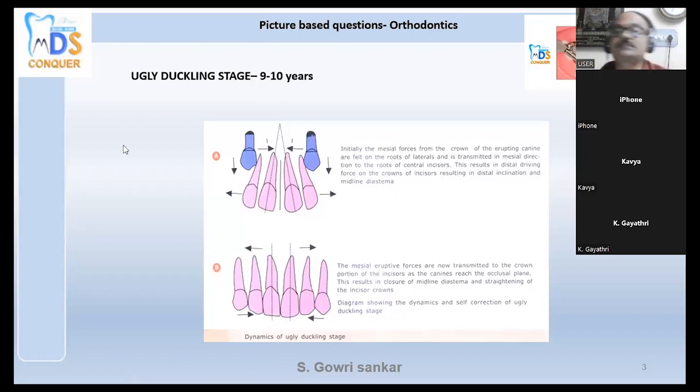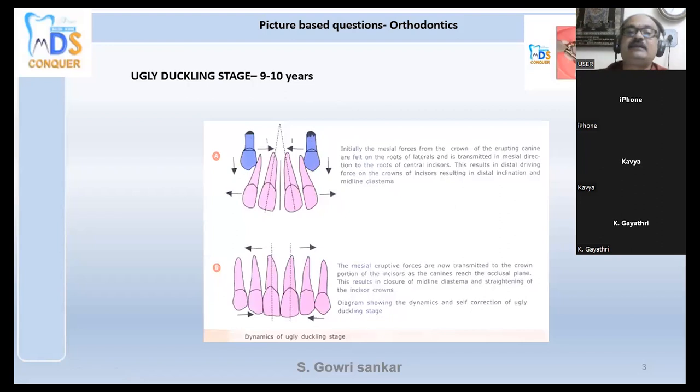Yes, this is due to the eruption of the permanent canine. During the permanent canine eruption, when it is in the alveolar bone, it exerts its force on the roots of the lateral incisors. So what happens? The crowns of these lateral incisors become flared. As the canines move down, they start touching the crown portion of the lateral incisors, and again the lateral incisors get mesialized.